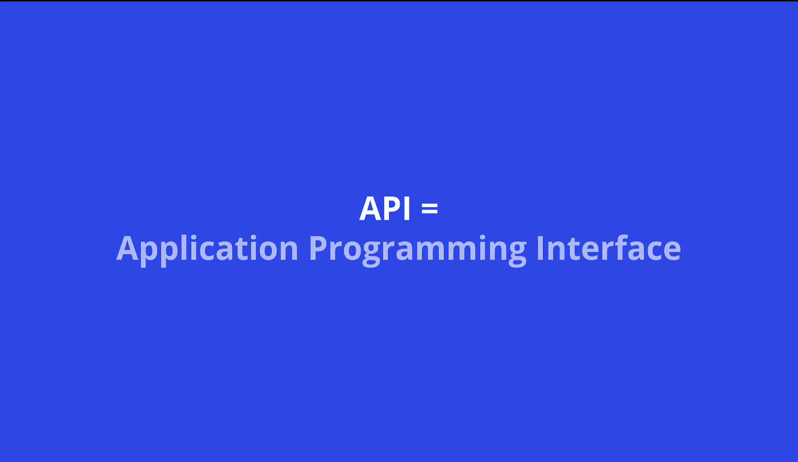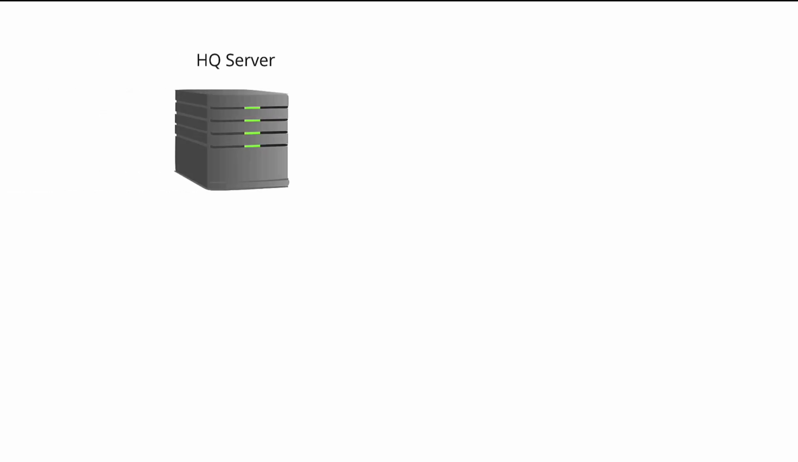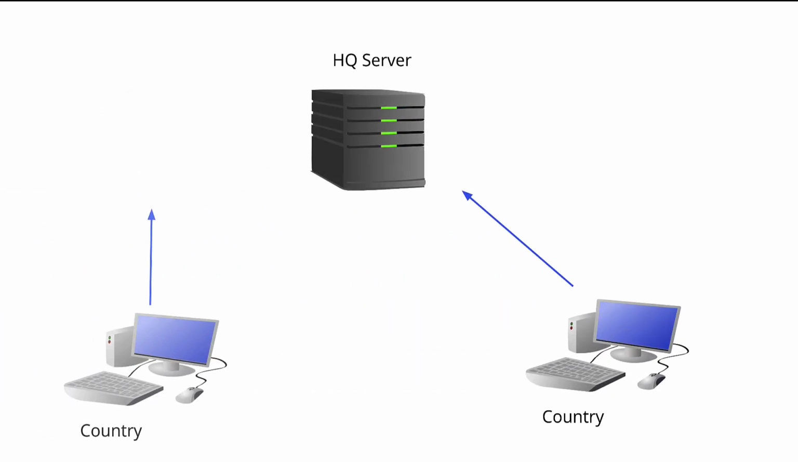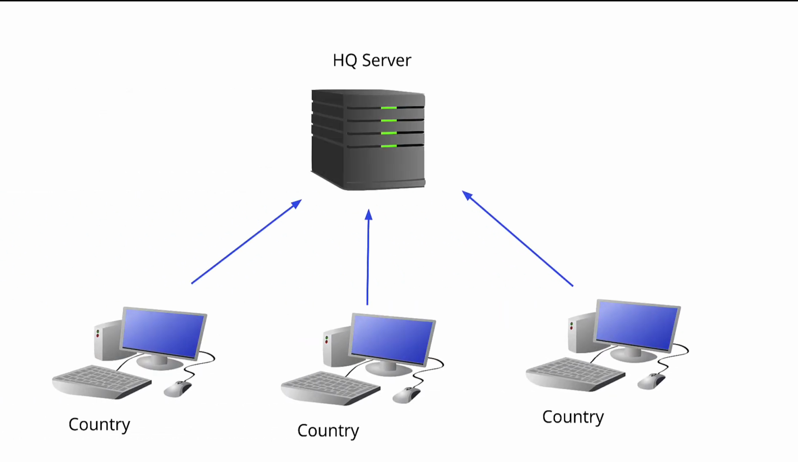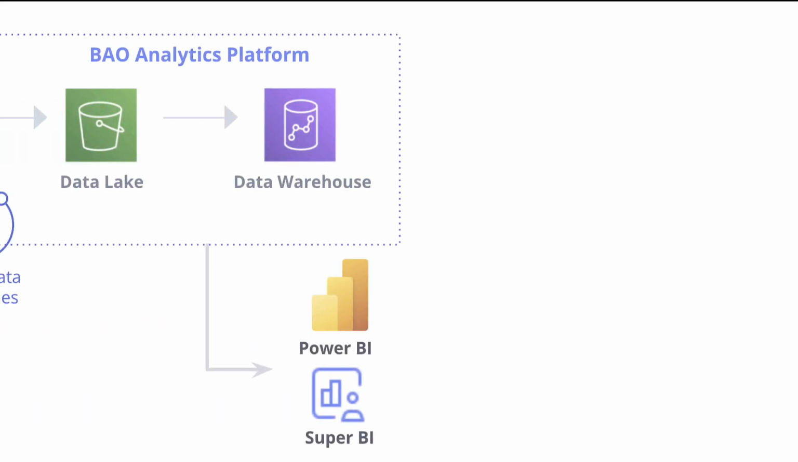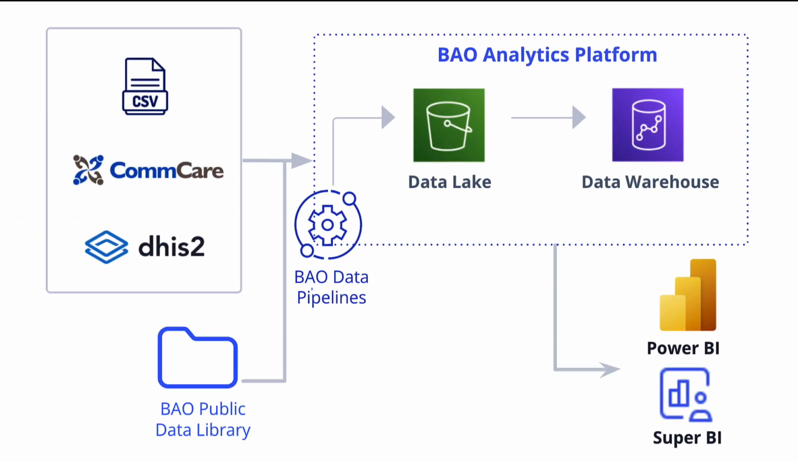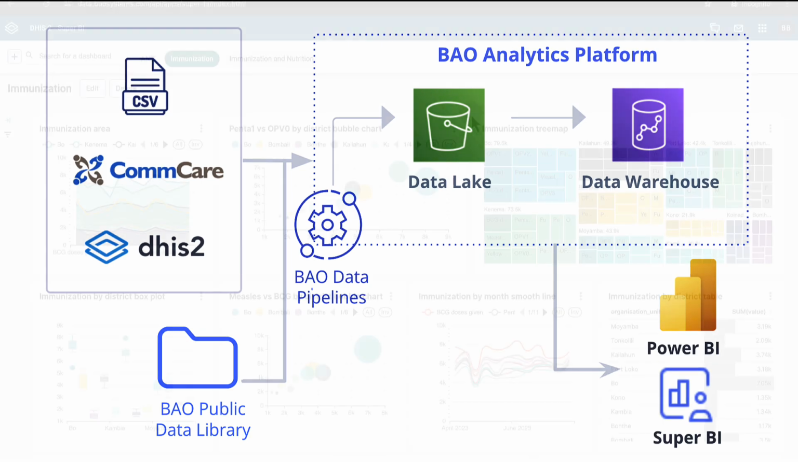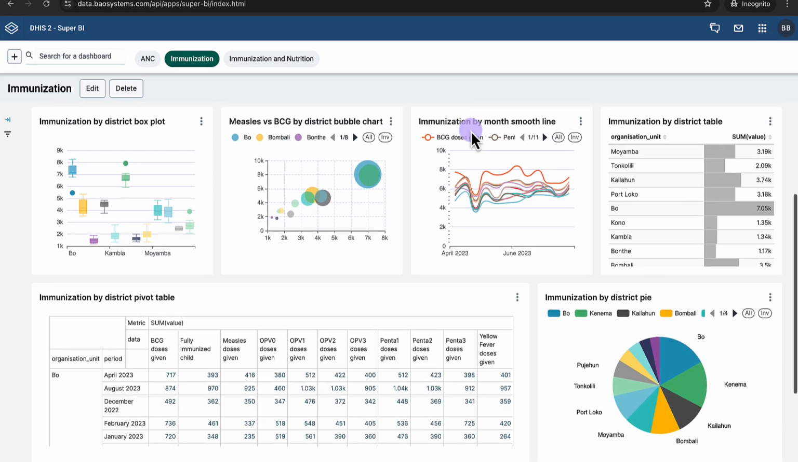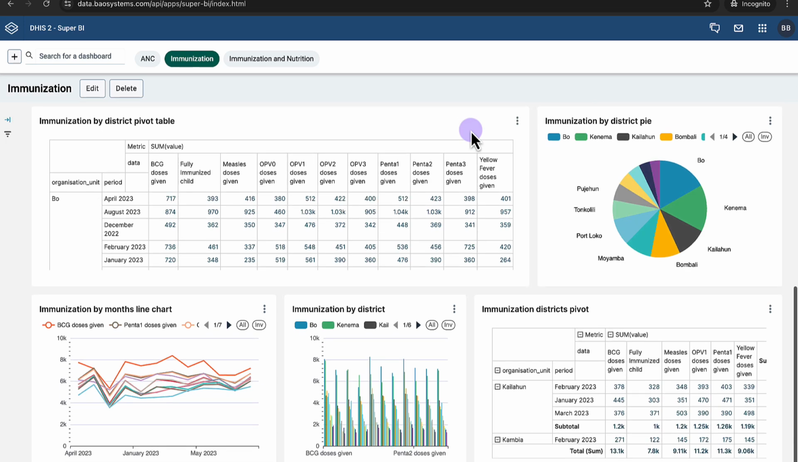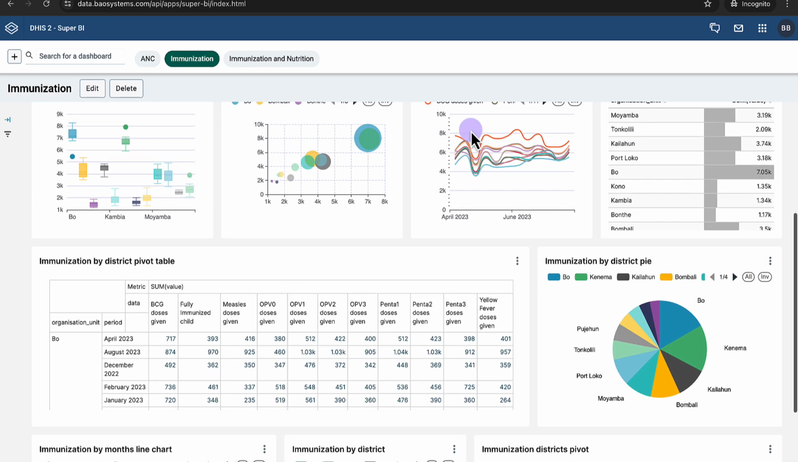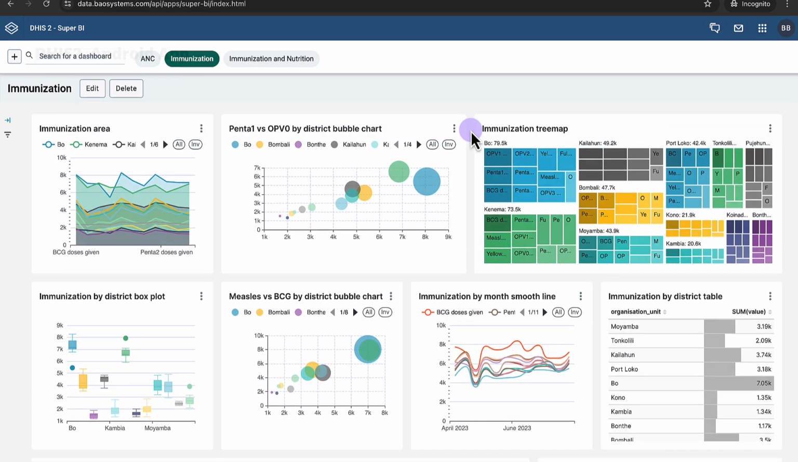DHIS2 uses a robust REST API. A REST API is like a bridge that allows different software applications to communicate and share information easily. This allows DHIS2 to seamlessly integrate with BI tools like Superset, enabling advanced analytics and data visualization directly within DHIS2. It's available to all users, no licenses needed. Thanks to DHIS2 flexibility and extensibility, the Superset BI app brings dashboards created using Superset directly to DHIS2 users.